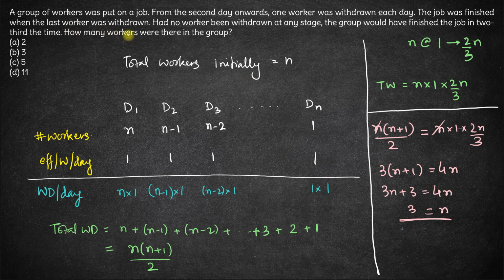Now the question was, how many workers were there in the group? So the number of workers was n, and n is equal to 3. So the answer here is option B, 3. Thank you.